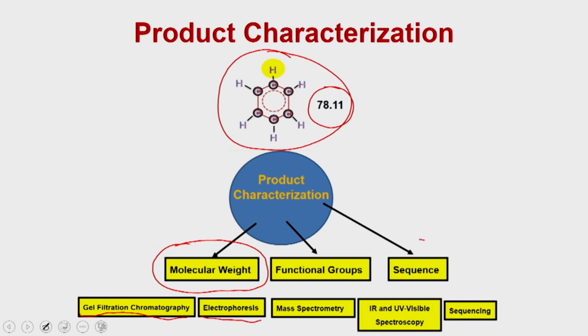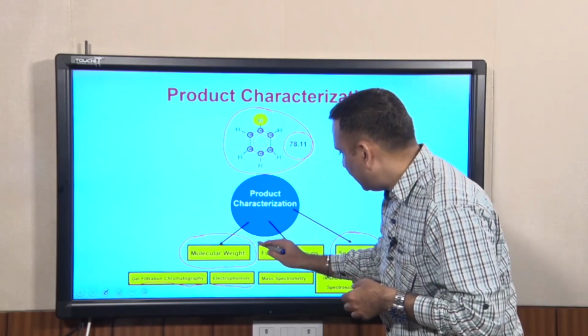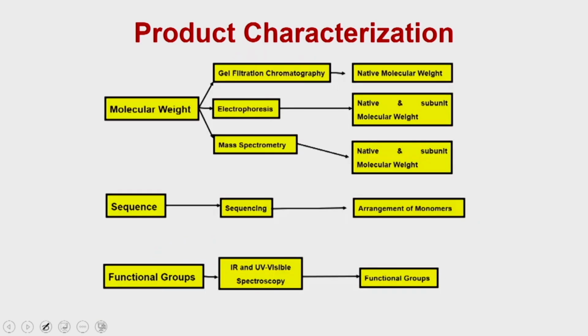Then we discussed the sequence of the subunits. This is applicable to protein as well as DNA, and in both cases you can do sequencing reactions to determine the arrangement of the subunits. In the case of protein it will be amino acids, whereas in the case of DNA it will be nucleotides. The third aspect, which is also very important for product characterization, is the characterization of the functional group, and that can be done with the help of IR and UV-visible spectroscopy.